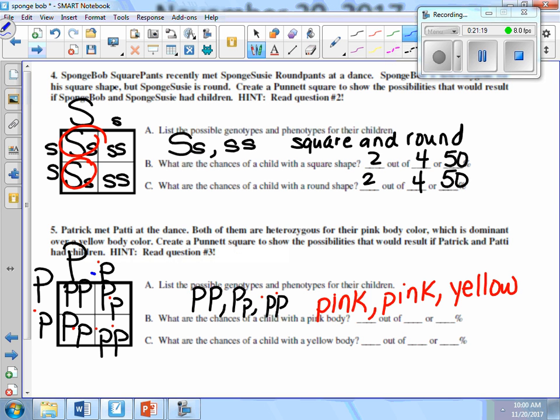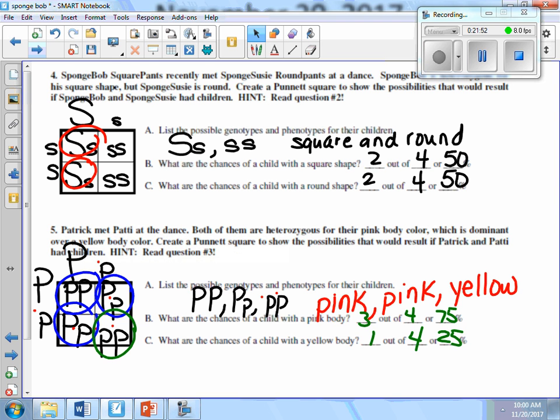What are the chances of having a pink body? So what color is this one? Pink. Good. What color is this one? What color is this one? Pink. And then what color is this one? It's yellow. Obviously, these colors don't match what they really are. So how many are pink? 3 out of 4. Good. What percentage is that? Excellent. How many are yellow? And what percentage is that?